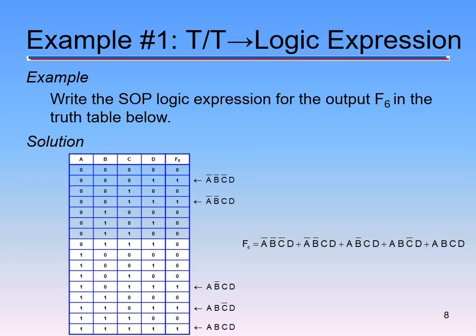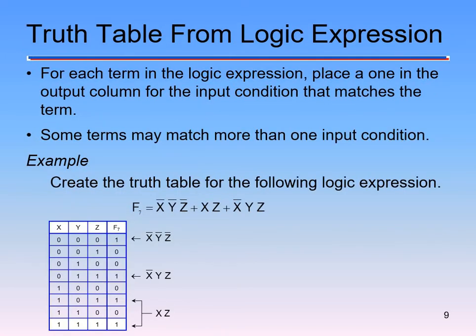Then we take each one of those minterms that we wrote and we OR them together. So, sum of products. So we write out our final expression as what you see there for F6. I'm not going to read that off. You should be able to see that and see where it came from. Okay, so what we want to do is maybe go the other way.